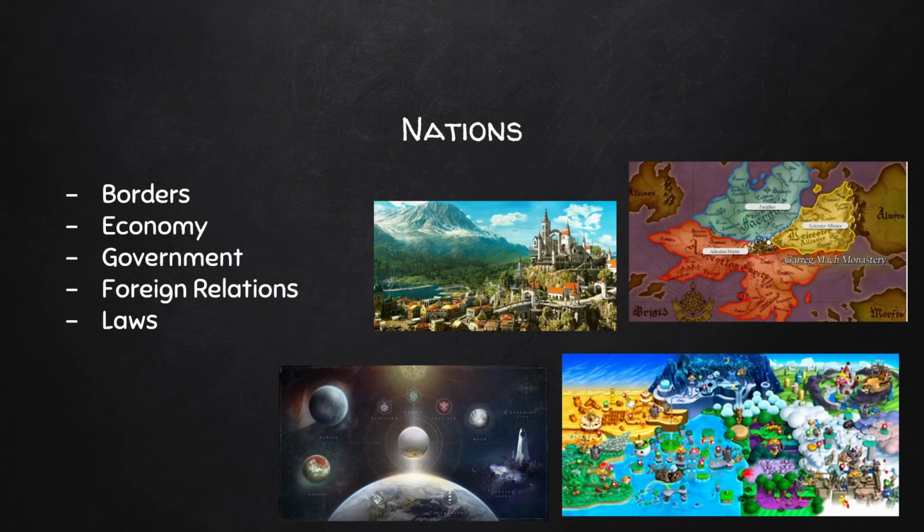Oftentimes in history, countries use natural geographical borders to help secure their country, like a mountain ridge or something. And that's something to consider when you're making your game. Is there a nation? How did it get here? Why is it here? Why is it safe? What sort of things do they impose? What type of government is run?